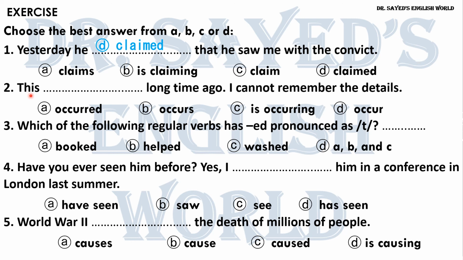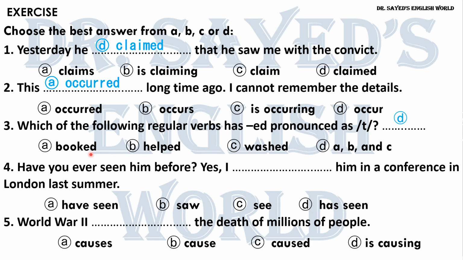Number two, this occurred a long time ago, I cannot remember the details. Of course the right choice is occurred. Number three, which of the following regular verbs has ed pronounced as t? Of course, all of them, because I say here booked, helped, and washed.